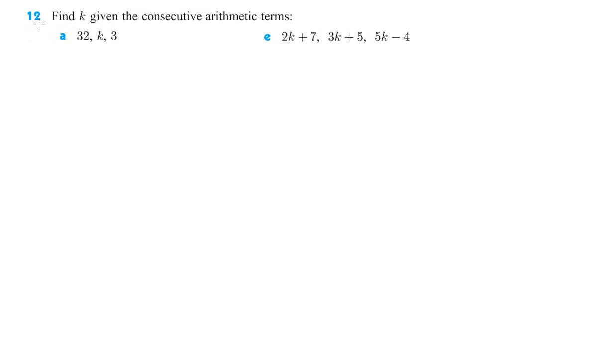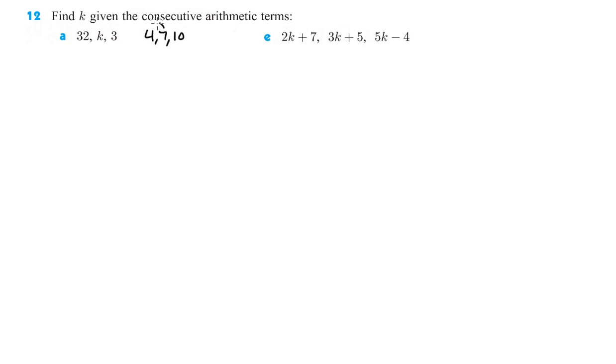Okay. First one we're going to take a look at is number 12 here. Find K given the consecutive arithmetic terms. So 32, K, and then 3, they're all in a row. Just so you can understand this really well, let's say we've got a sequence, say 4, 7, and 10. We're adding 3 each time, right?